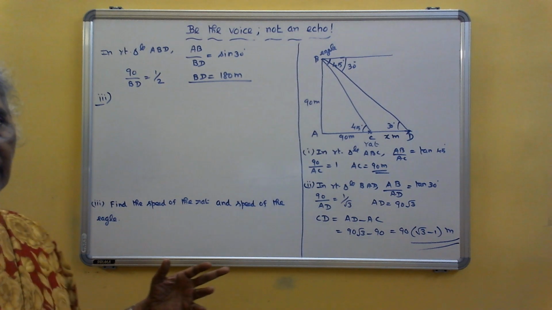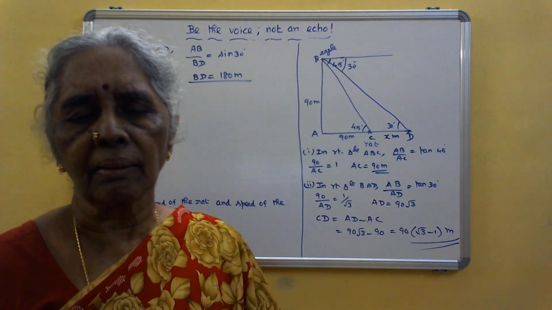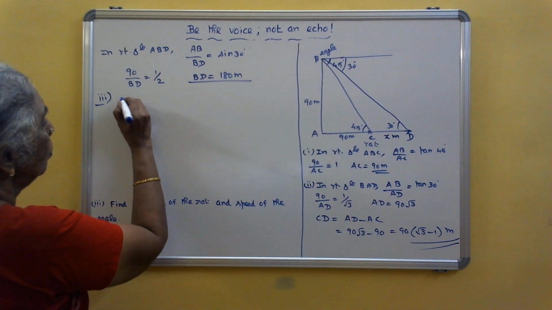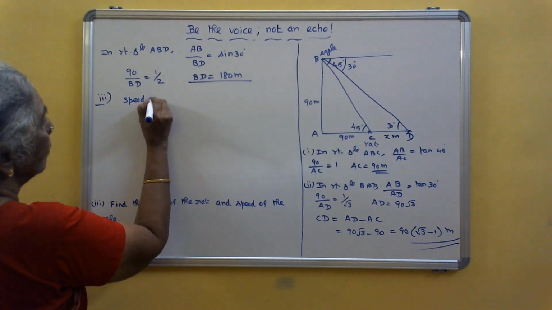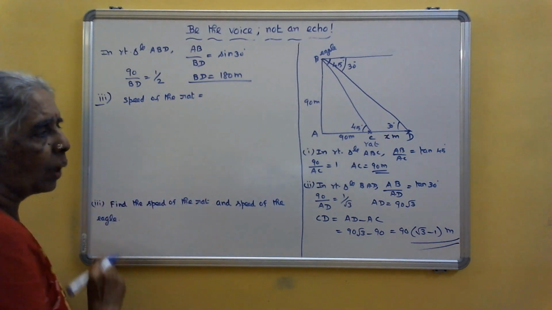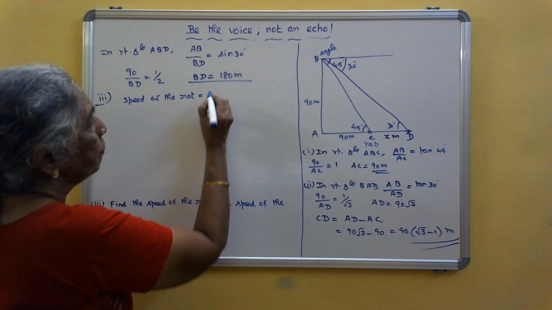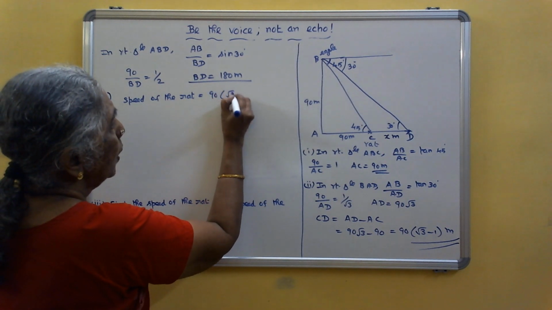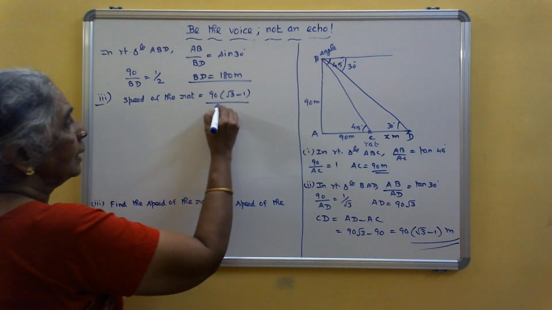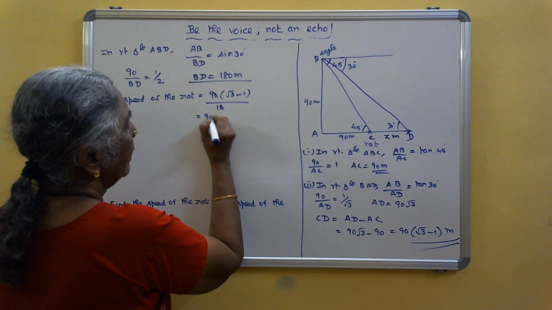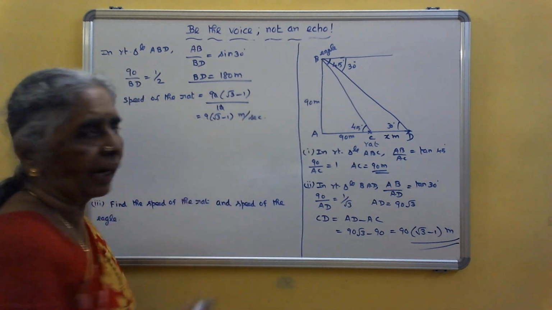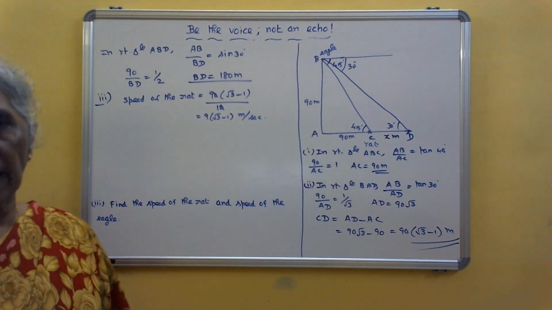Find the speed of the rat. Find the speed of the eagle. You know the general formula? Speed is equal to distance by time. So now, speed of the rat. What is the distance traveled by the rat now in 10 seconds? That is 90 into root 3 minus 1 divided by 10. So this 0 goes. You will get 9 into root 3 minus 1 meters per second. This is the speed of the rat.